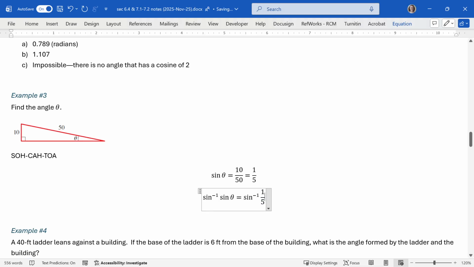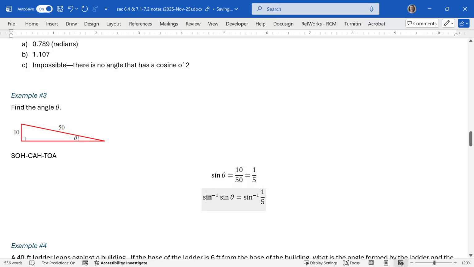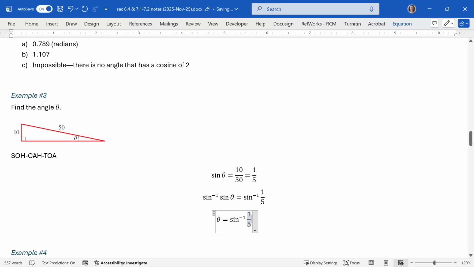Okay, and then on the left-hand side, the sine inverse and the sine are going to cancel out. That just gives me theta. And on the right, I have sine inverse of 1/5. You can skip directly from this first step down to this third step if you want to. I personally like to go through the middle step. I just feel more comfortable, but it's up to you.